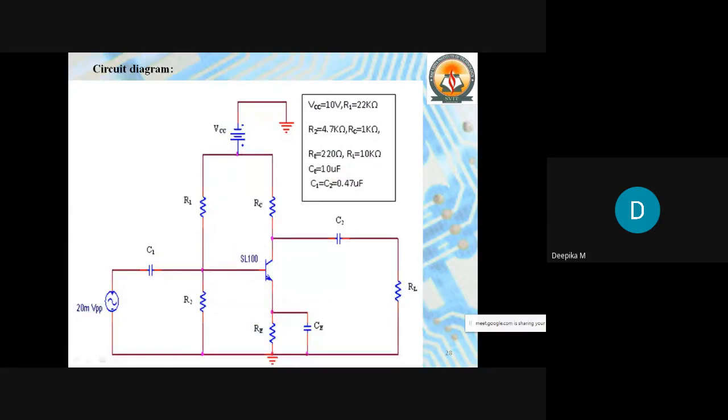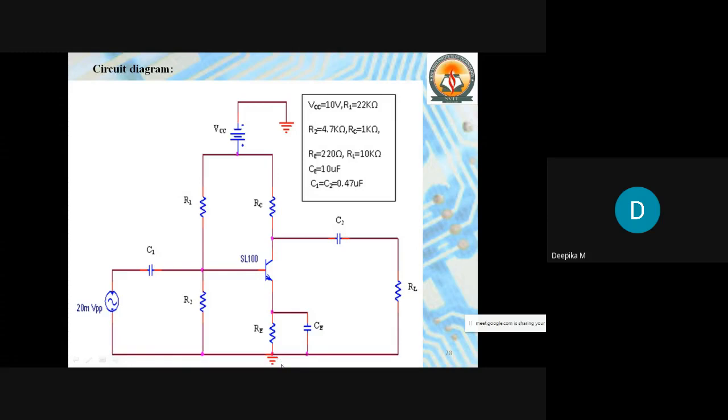So this is the circuit diagram. We are going to choose the SL100 transistor, and the connection goes like this. The collector will be connected to resistor RC, and again it is connected to R1, R2. This acts like a resistance or potential divider circuit, and the base is connected to this junction. Then from this junction we are going to connect to C1, the coupling capacitor, and this will be connected to the function generator or to the input.